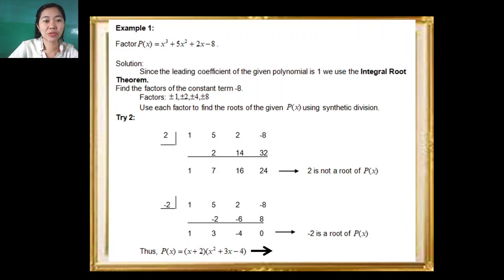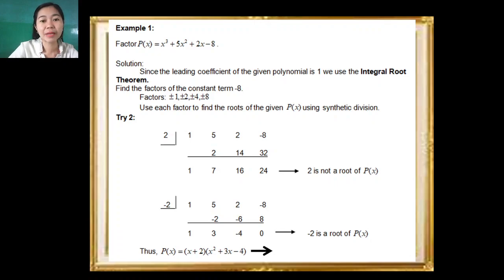Let's say you are asked to factor polynomial p of x equals x raised to 3 plus 5x squared plus 2x minus 8. So here, the solutions will go like this. Since the leading coefficient of the given polynomial is 1, we use the integral root theorem, meaning we are going to find the factors of the constant term, which is negative 8. So our constant term is negative 8.